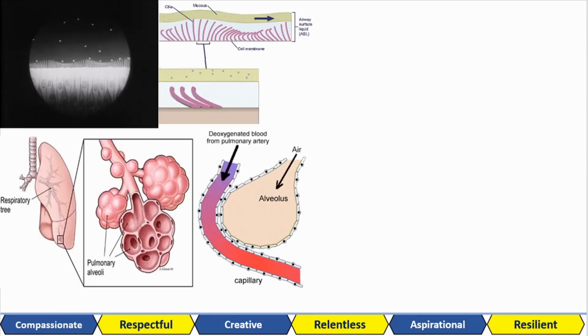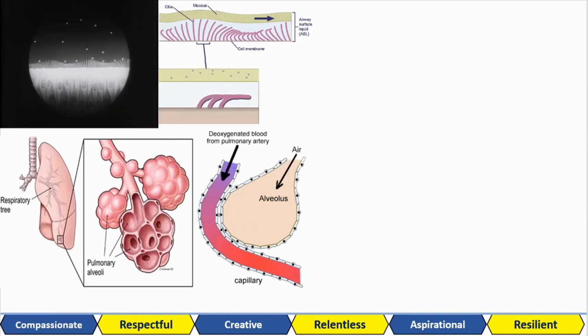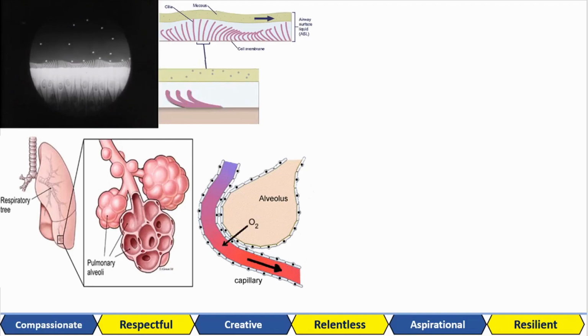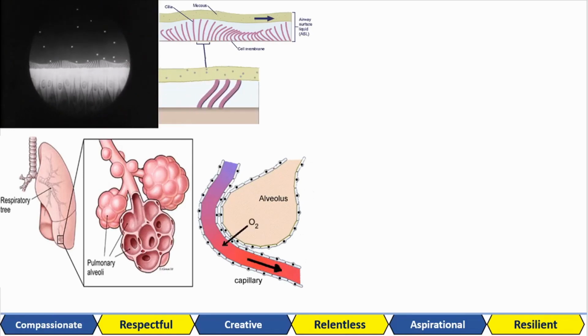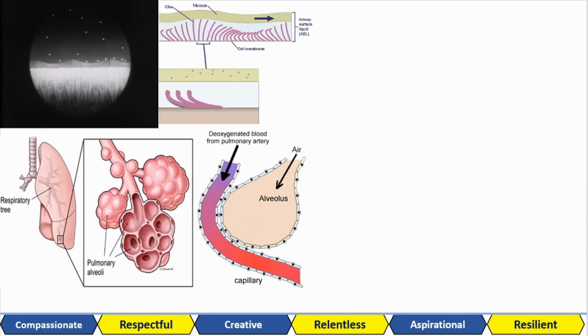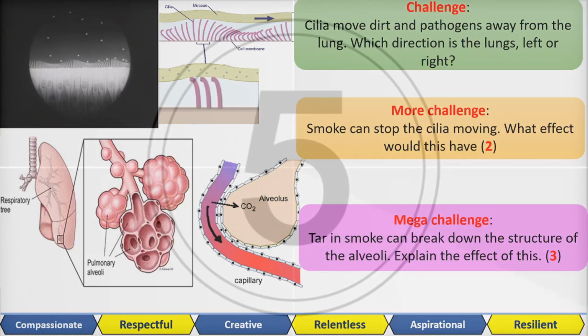Now we will look at the second important substance in tobacco smoke, which is tar. We briefly covered this earlier. I have these pictures that show some of the structures that you can find in your air passages. I briefly looked at the lungs in this video, you can check that out. Now have a go at these challenge questions.